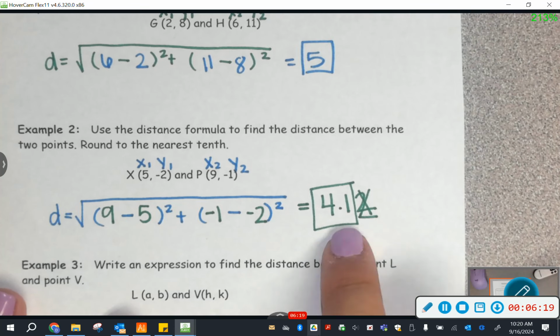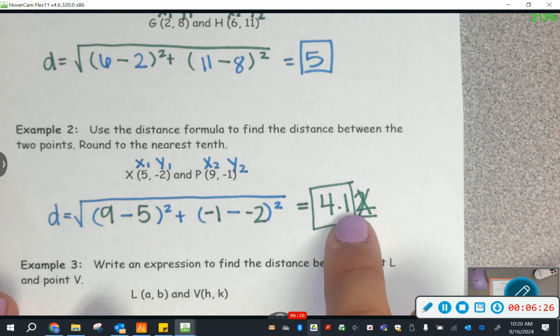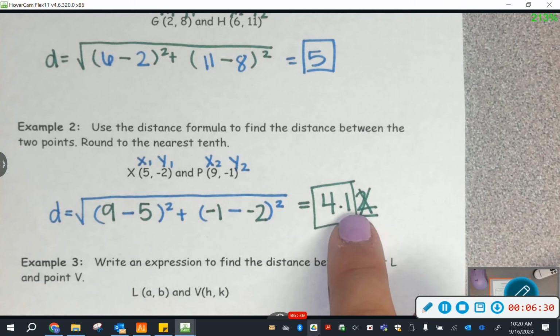What if it was 1.6? Then it is 5 or bigger, so this number would change and go up to 4.2. Okay, so just be careful with rounding.